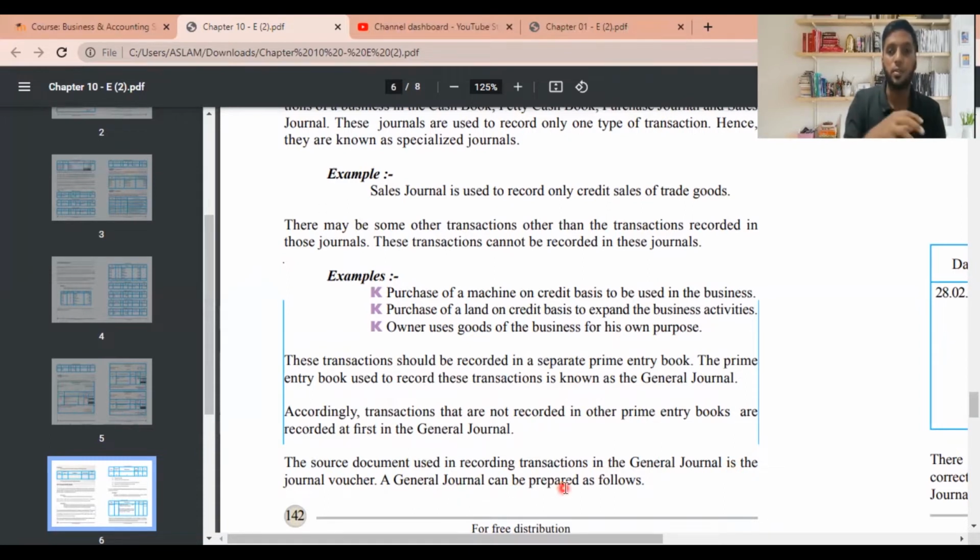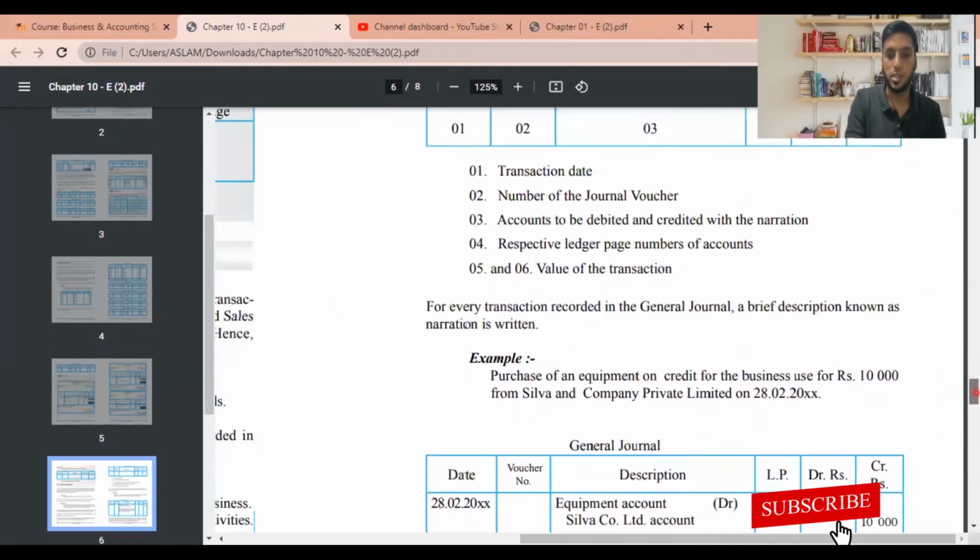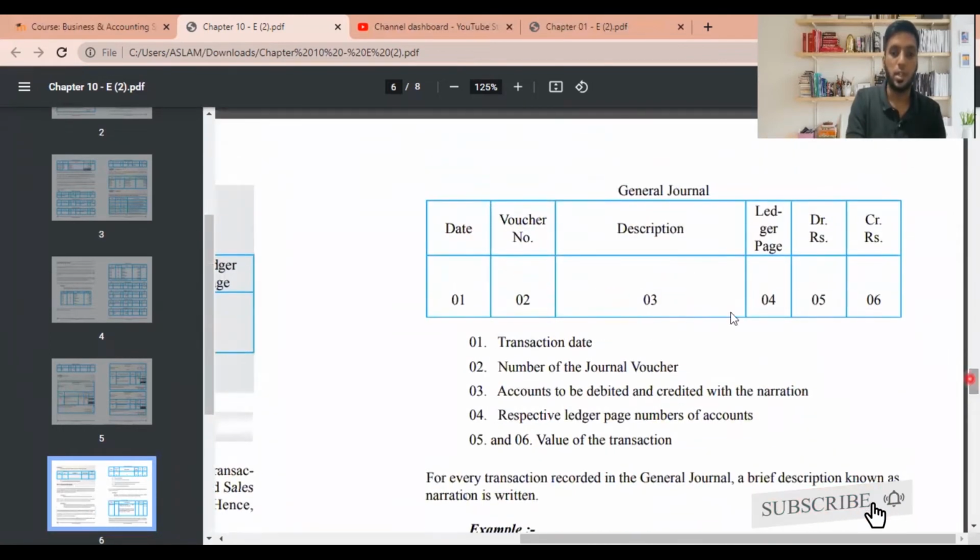You need to understand that when you are preparing a general journal, you will have a source document called a journal voucher. So you prefer the journal voucher when you are recording the transaction under the general journal. You might see on page 143 the format they have given for a general journal. Date, voucher number. Voucher number is where, when you make the payment, you need to record it. Description, ledger page. As I said, ledger page is where you record the date, record numbers, and page number from where you got these transactions. Then you need to have debit and credit.